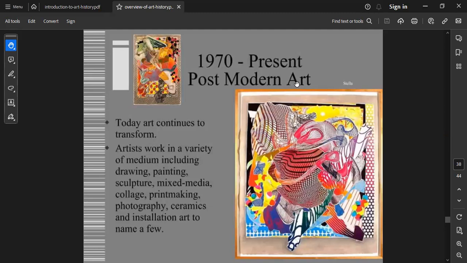1970 till present, this is postmodern artwork. This is continuing till date. Artists work in a variety of mediums, including drawing, painting, sculpture, mixed media, collage, printmaking, photography, ceramics, installation, sometimes all at the same time. So you'll find that in photography, you have captured a nice sunset. What the artist has done is keep the sky and the horizon portion of the photograph, removed the water part, and painted that water part. So that is a mix of photography and painting, which is again a postmodern output.